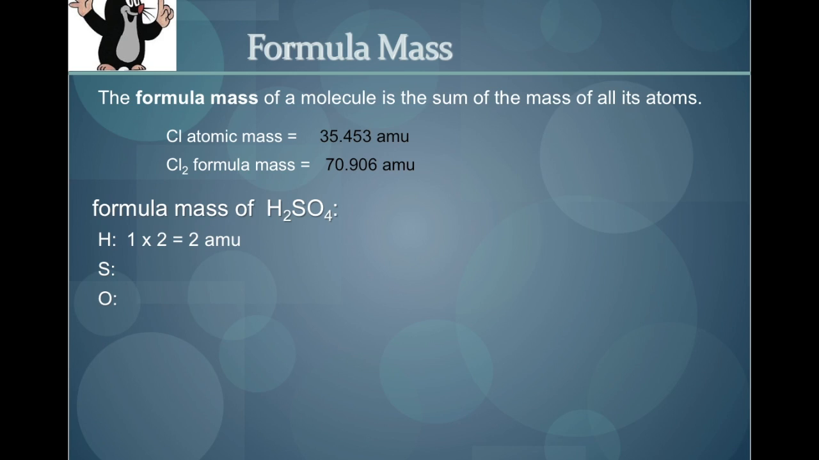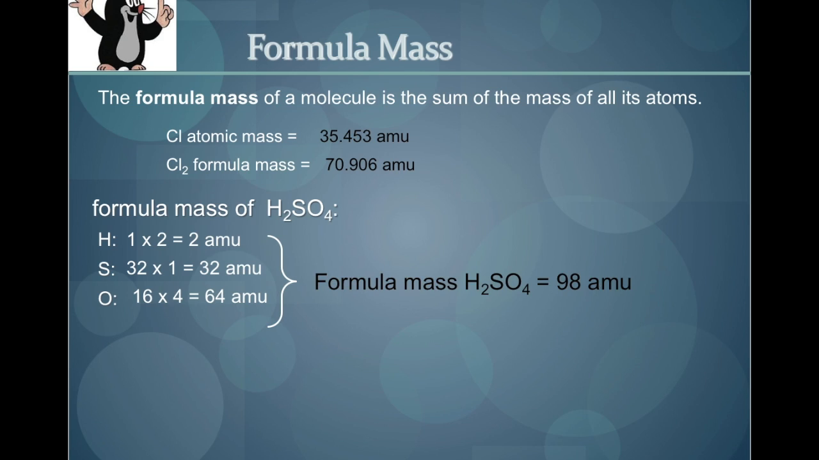So for hydrogen, it has atomic mass of 1. And there's 2 of them, so that's 1 times 2 is 2 atomic mass units. For sulfur, it's got atomic mass of 32, and again, you can look this up in the periodic table. And there's 1 of them, so that's 32. And for oxygen, it's got an atomic mass of 16, and there's 4 of them in the H2SO4, so that's 64. So to get the formula mass, we add all of those together, and the formula mass of H2SO4 is 98.